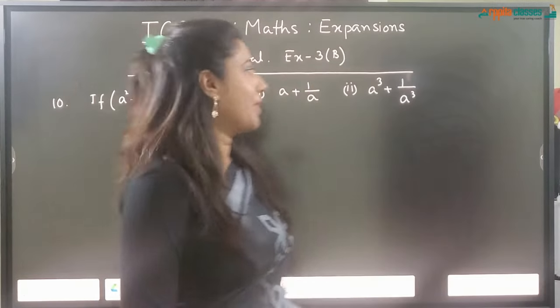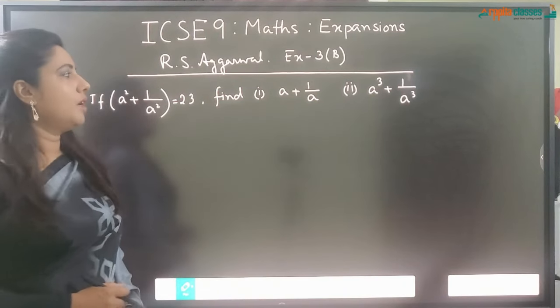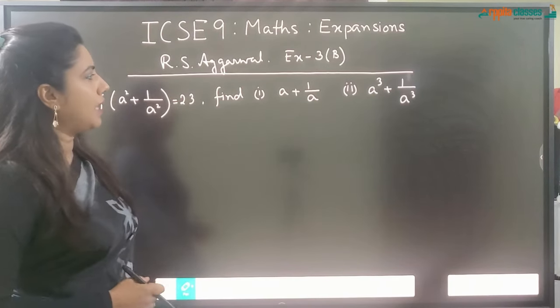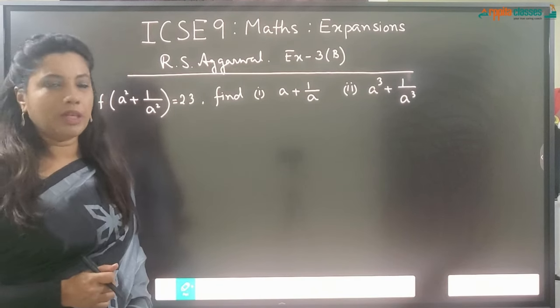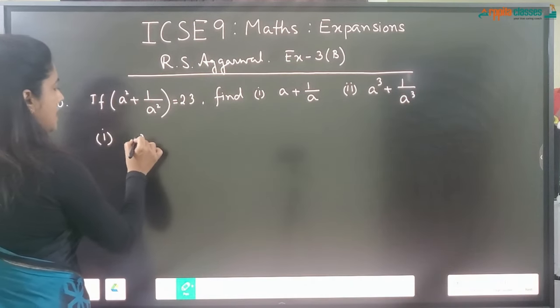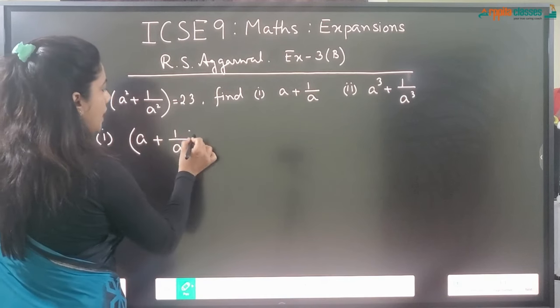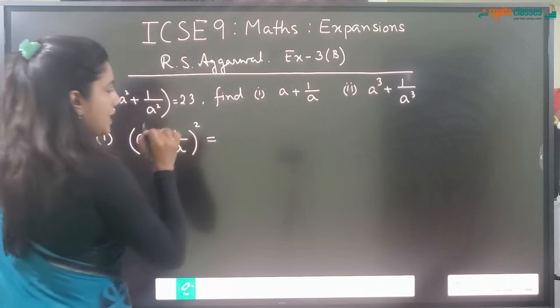Let's get started. Question number 10 is, if a square plus 1 upon a square is 23, find the value of a plus 1 upon a and secondly a cube plus 1 upon a cube. So first of all, the first part, I have to find out a plus 1 upon a. So I will write a plus 1 upon a whole square. Let us write the formula.